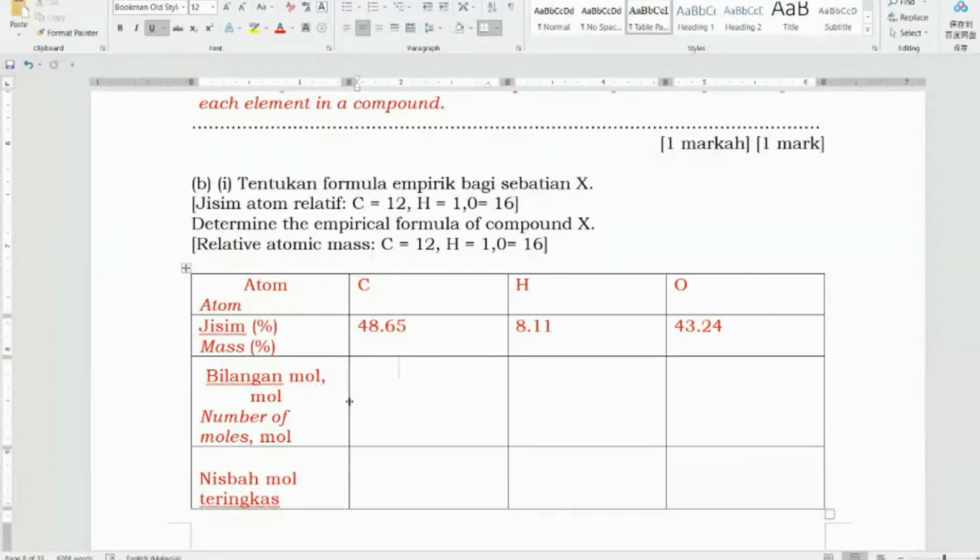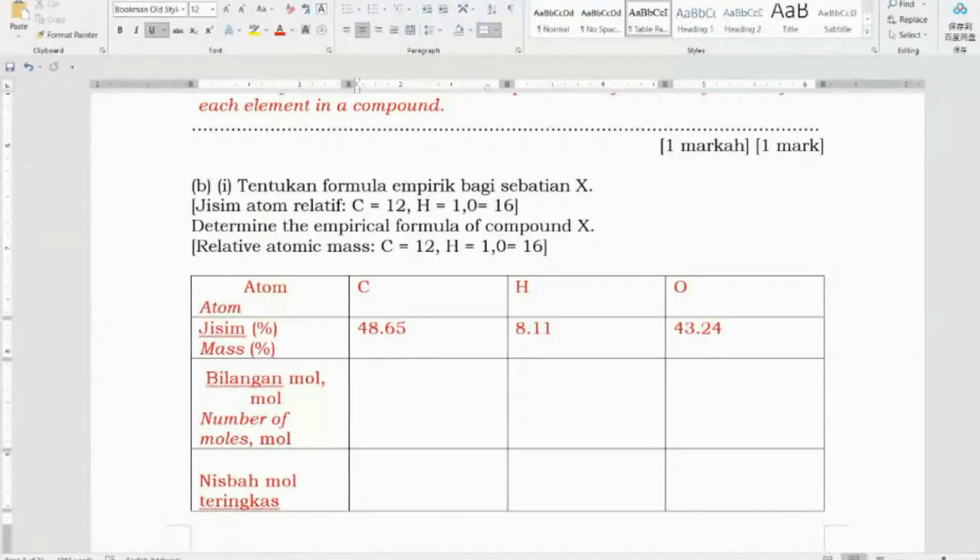Next, number of mole. You have the mass already. You have the molar mass. So can you calculate the number of mole? Okay, this one I would like to ask. Adrian, what is the number of mole for carbon?